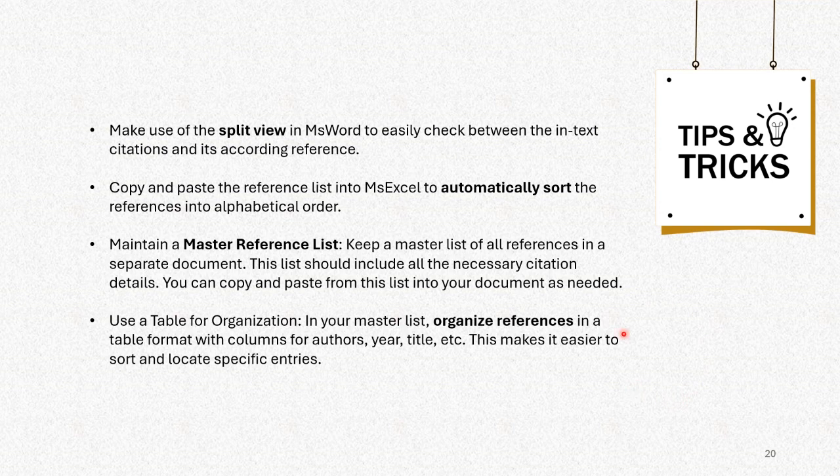And then use a table for organization. So in your master list, organize references in a table format with columns for authors, year, title, etc. So this makes it easier to sort and locate specific entries.